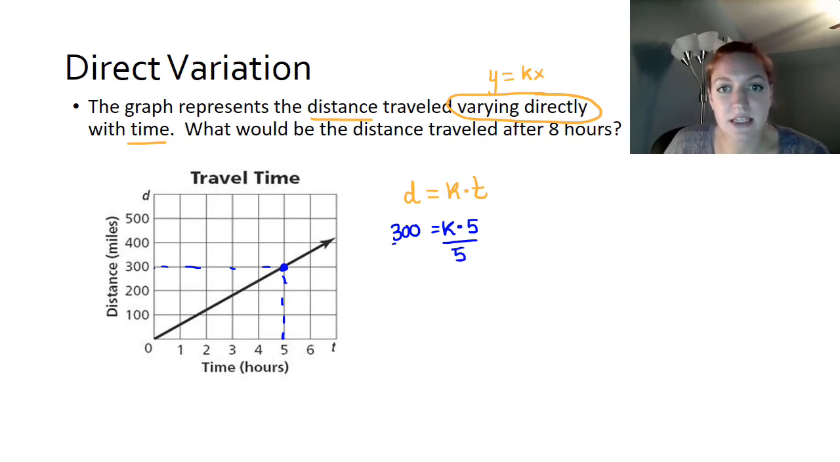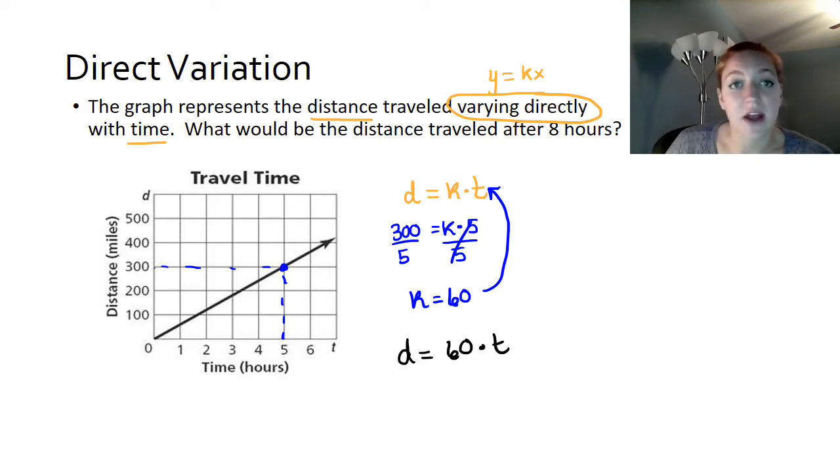We want to figure out what the constant is. So divide both sides by 5. k equals, I believe that's 60. 300 divided by 5 is 60. Yes, okay. So it is 60. He's going 60 miles per hour. Now we can go ahead and plug that back in. So we now have distance equals 60 times t.